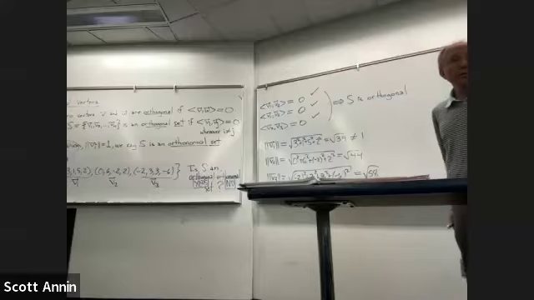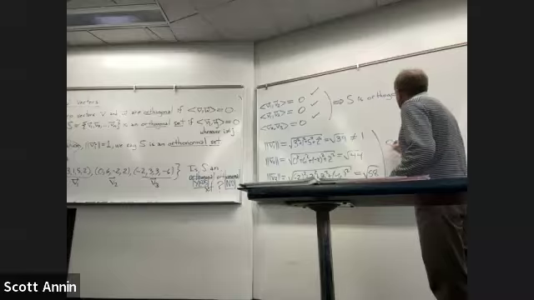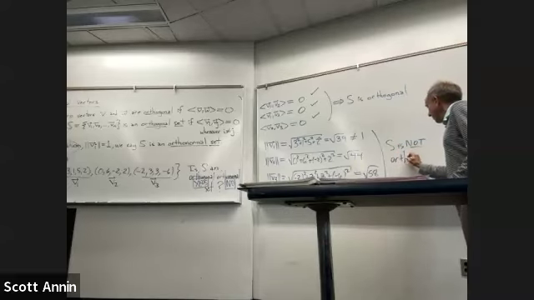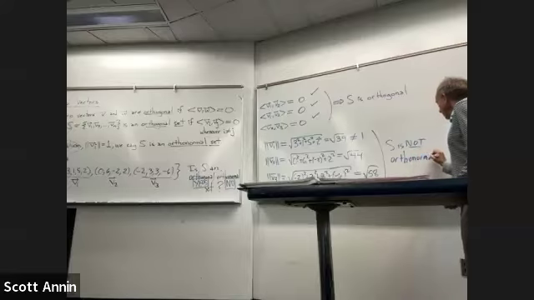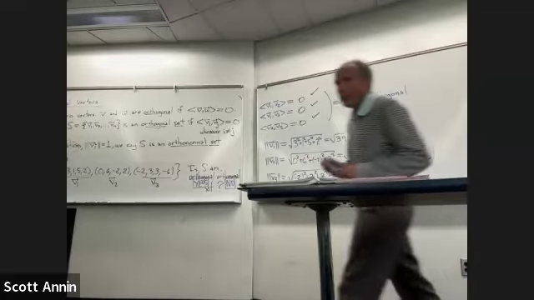So none of these are unit vectors. So you do not have an orthonormal set. S is not orthonormal. It's orthogonal, but it's not orthonormal. So here's my question for you though. Could we do something to make it orthonormal?